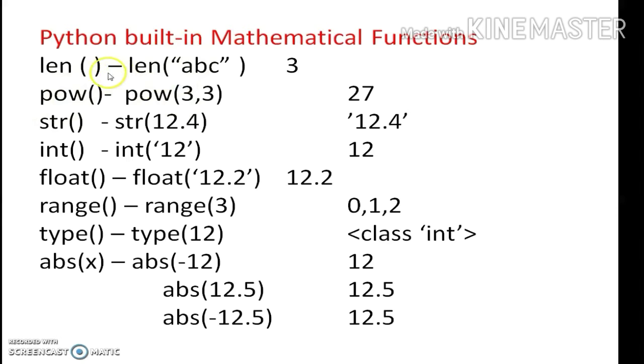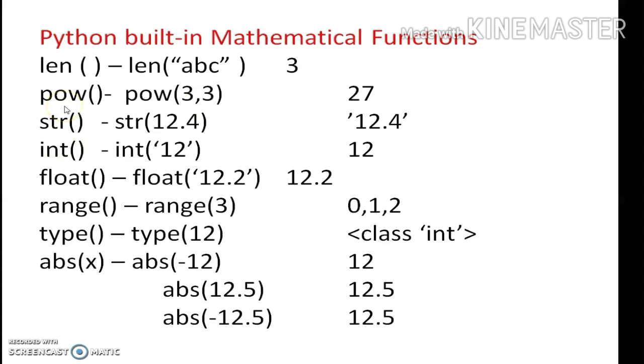First one, len. You already use this len function in your program to find the length of a string. Like that, len is used to find the length of a string or any iterable variable. For example, len of abc will give 3, because abc has 3 characters. That's why it returns 3.